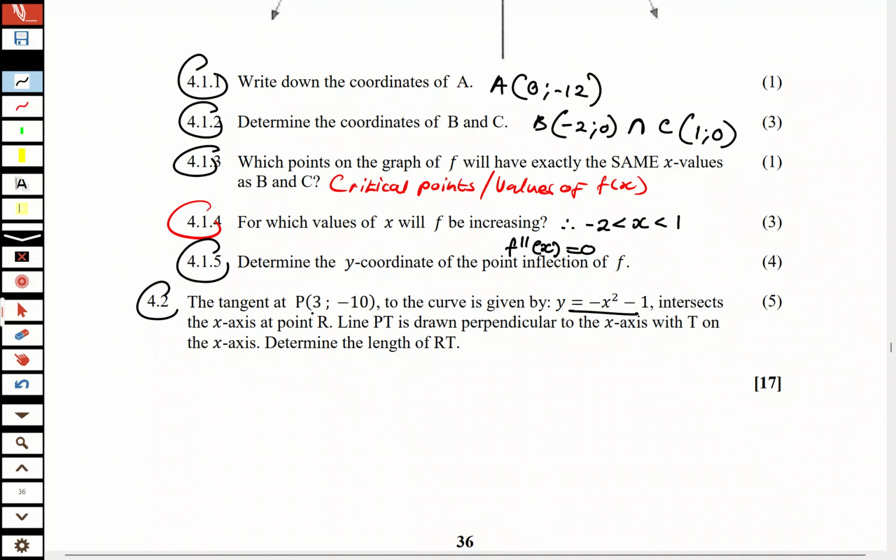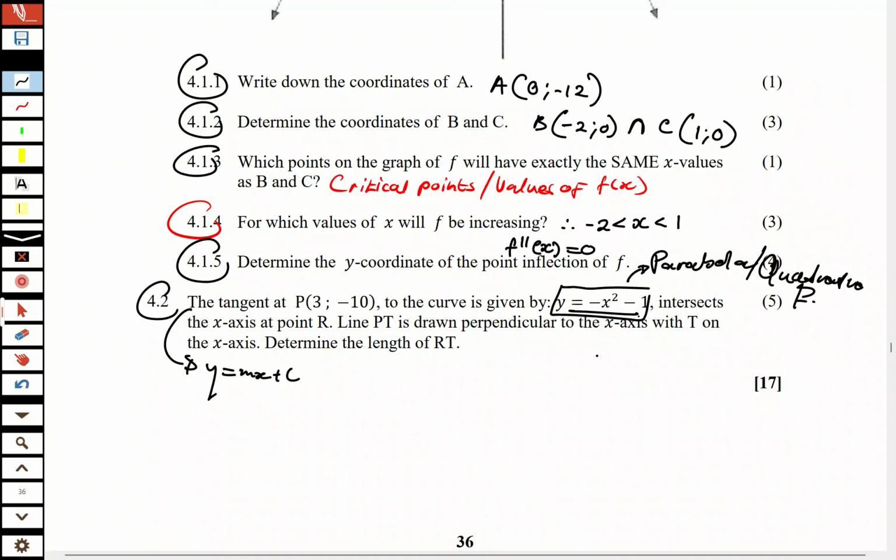Let's read it again. The tangent at P to the curve is given by, you heard that? The tangent is given by this. Does it make sense? Because now, remember, a tangent has the standard form of y equals mx plus c. But now they're telling us that this tangent is y equals minus x squared minus 1. And this is actually a parabola. Yeah? This is a parabola, or a quadratic function. So does that make sense? I think there is misinterpretation. Yeah? So, guys, there is an error to this question.